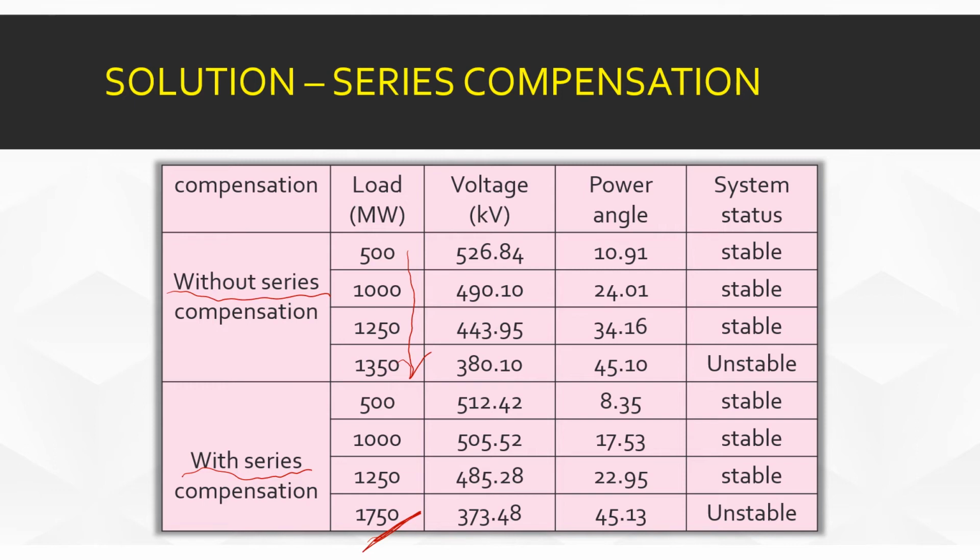At 1350 it reaches unstable, that is the steady state stability limit, but with the series compensation the steady state stability limit increases, as here it is up to 1750. This concludes that with the help of series compensation we can increase the loadability of the system, both theoretically as well as practically.